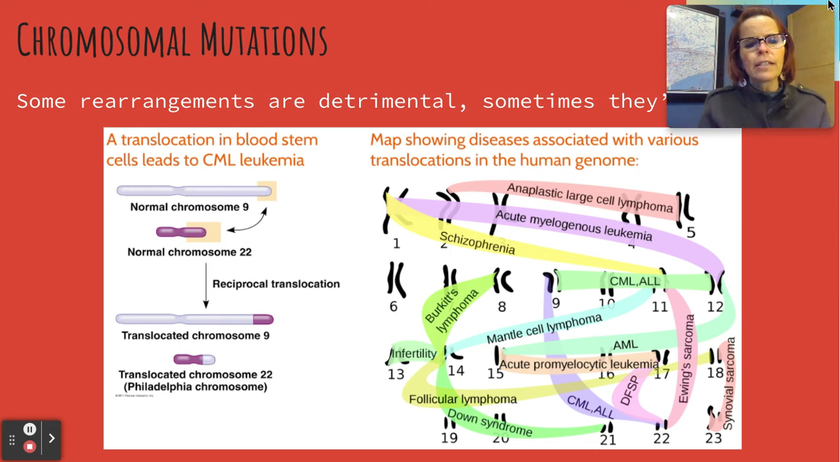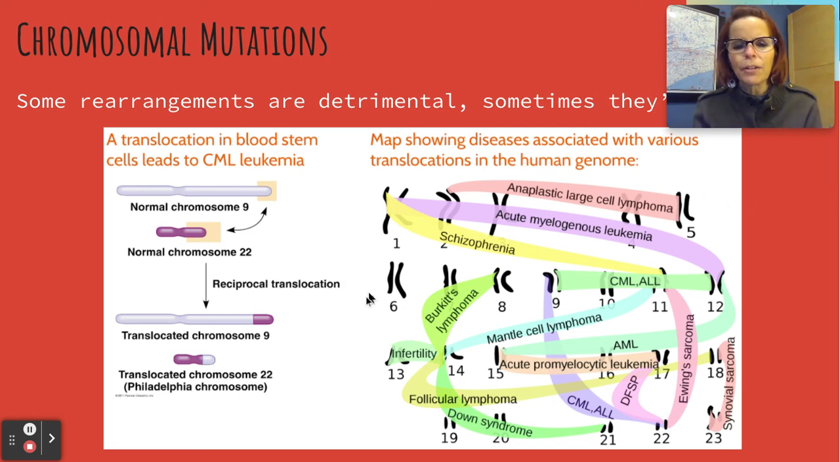So just take a look. In this case, there's a translocation. Normal chromosome 9 breaks off, and then it attaches. They have sort of a reciprocal translocation where they both break and reattach, and that can lead to certain types of leukemia.